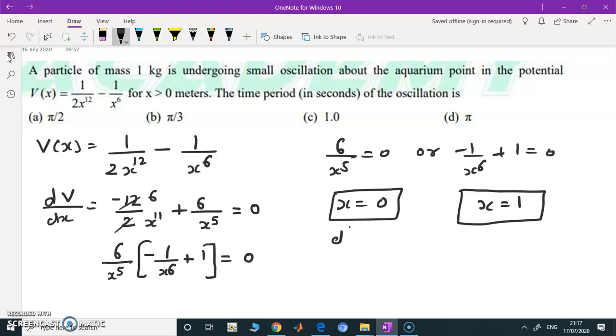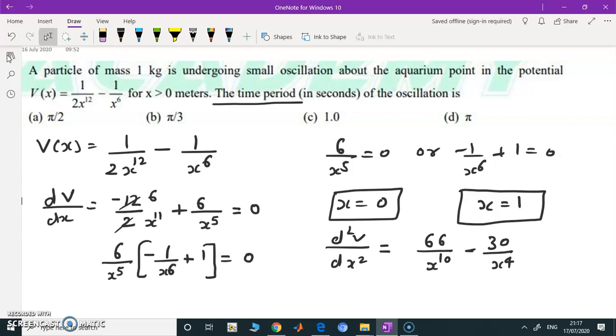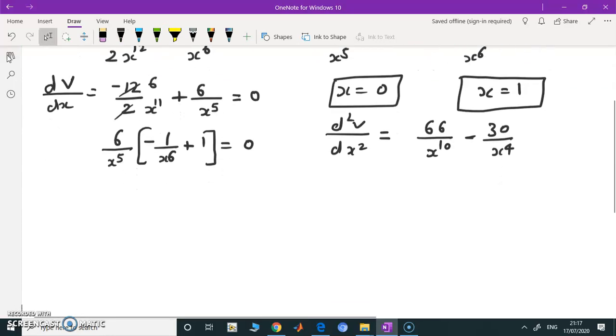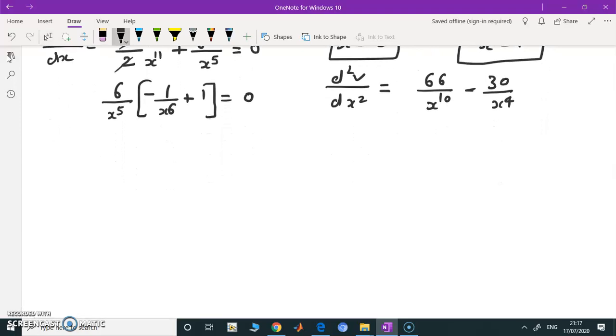So d^2V/dx^2 is equal to, again if you solve it, it will be minus 11, and minus is already there, 66 x^10, and here it will be minus 30 x^4. Now it is asking about the time period. Before solving for the time period, we'll first calculate omega, the angular frequency.